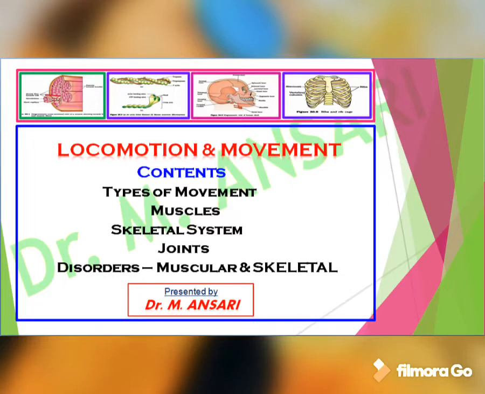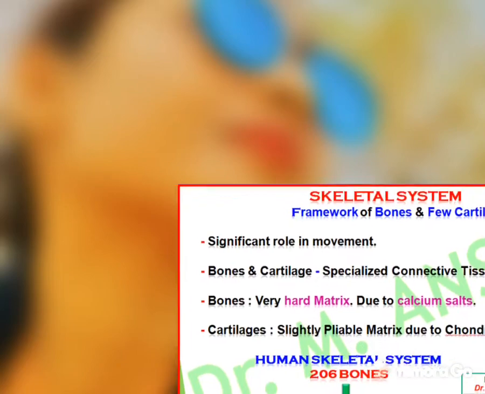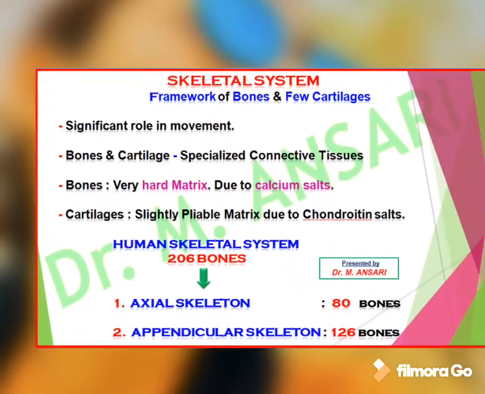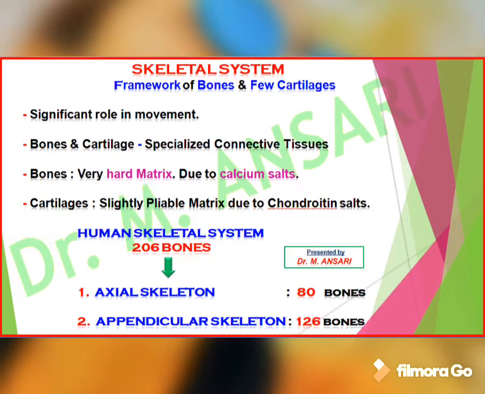Skeletal system consists of framework of bones and few cartilages. Bones and cartilages are specialized connective tissues which play a significant role in movement. The matrix of bone is hard due to the presence of calcium salts, while the matrix of cartilages is pliable due to the presence of chondroitin salts.